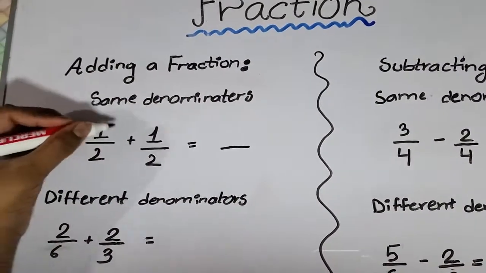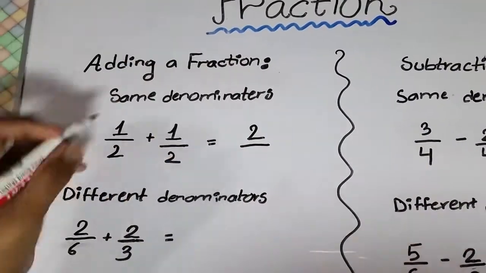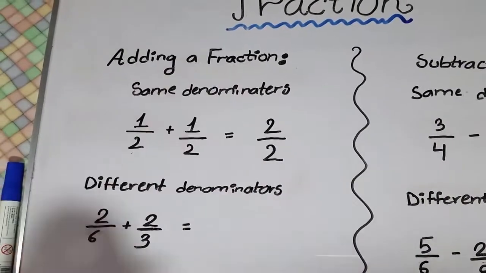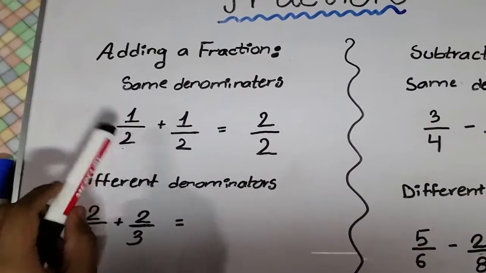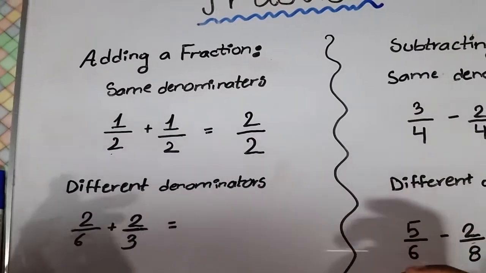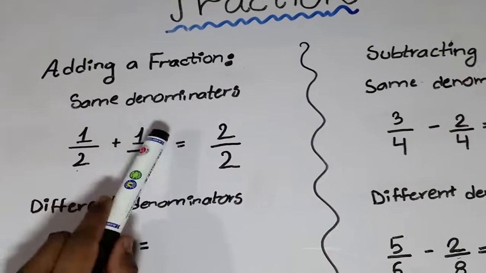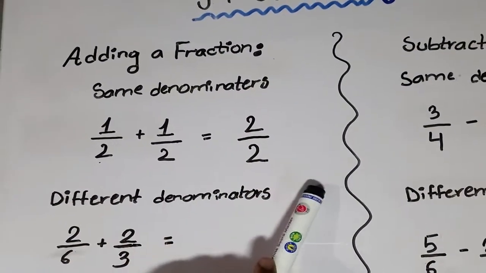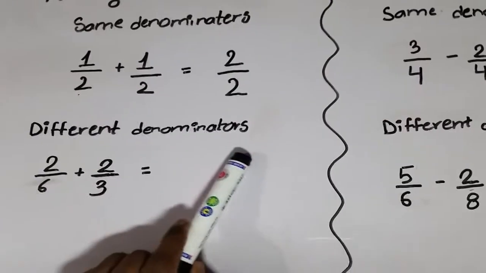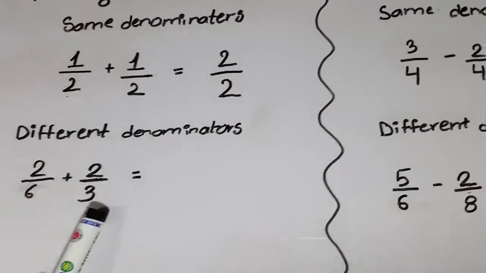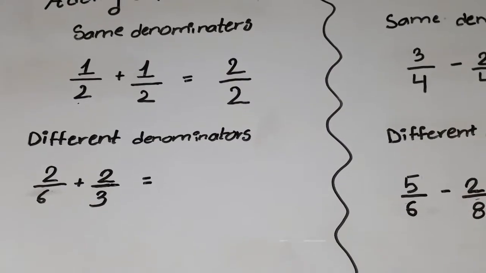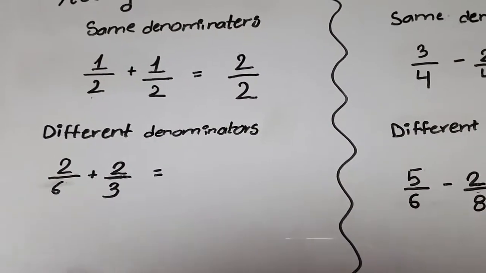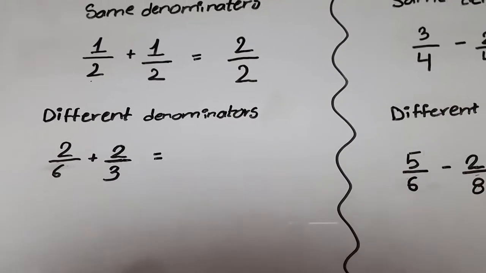Like 1 plus 1 is 2, and the denominator will be copied as it is. So we don't need to copy or change the denominator. We just need to add the numerators, and then we get the answer, and the denominator will be copied as it is. Now when we have different denominators, we first need to make the denominators the same, because if the denominators are the same, then we can add or subtract these fractions, and if they are not the same, we cannot.